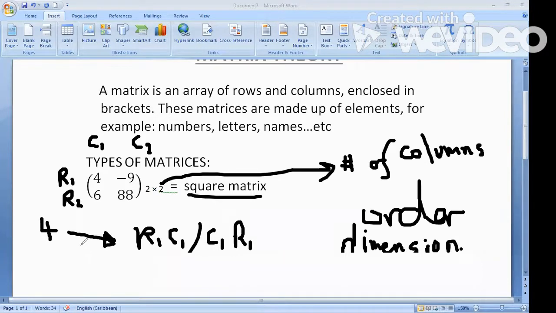So if I ask you to identify where element 4 is, because remember, these 4, 6, -9 and 88 are called elements. If I say locate element 4, it is located at row 1, column 1, or column 1, row 1, doesn't matter. How can we locate 88? Where is it at? Row 2, column 2. As easy as that. All right.